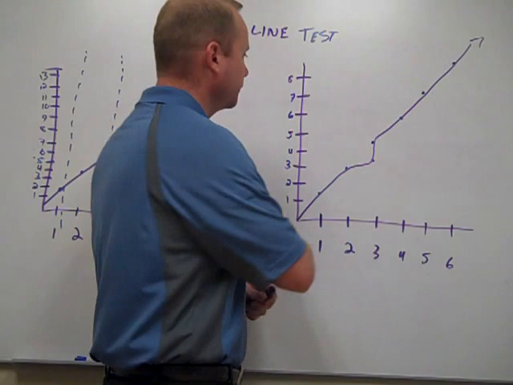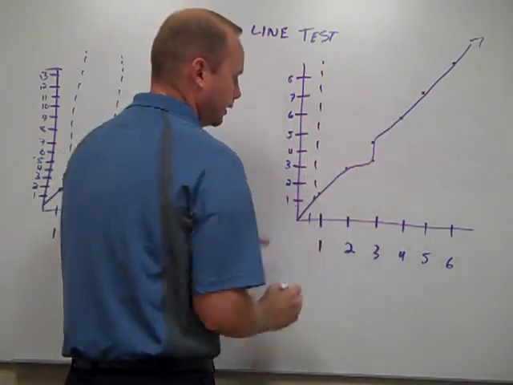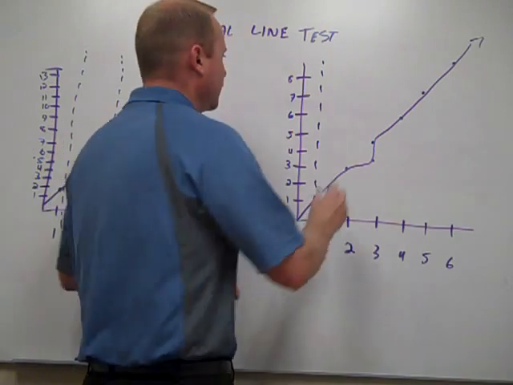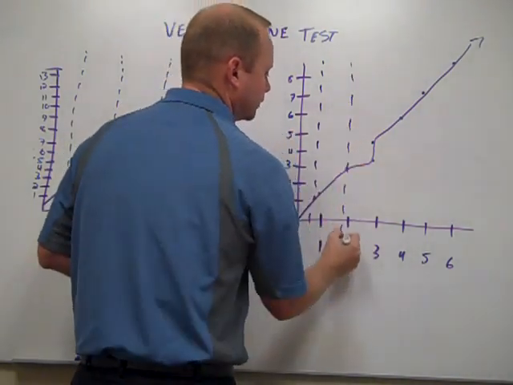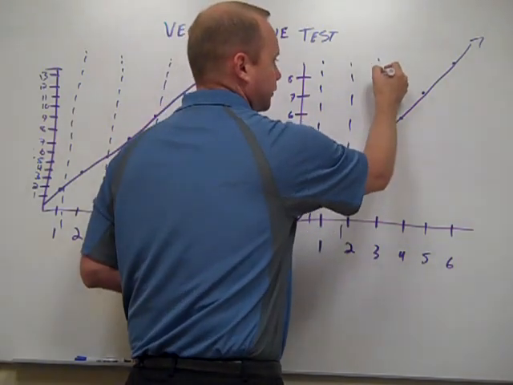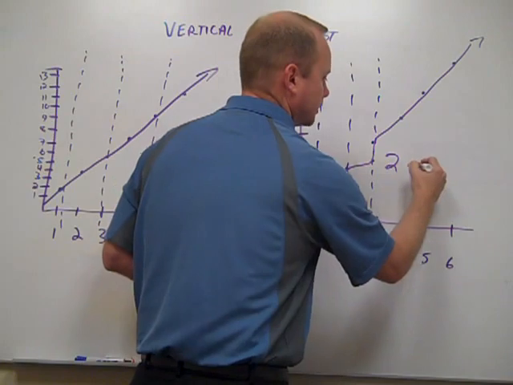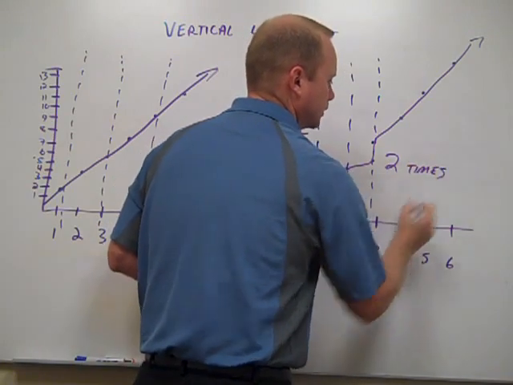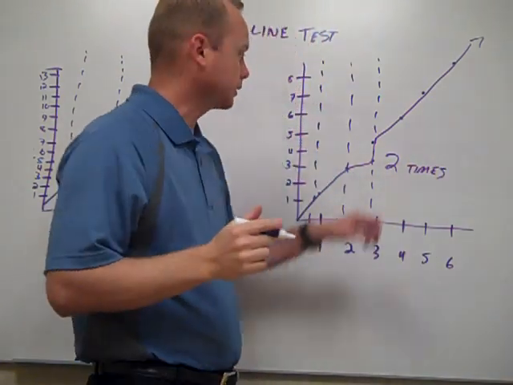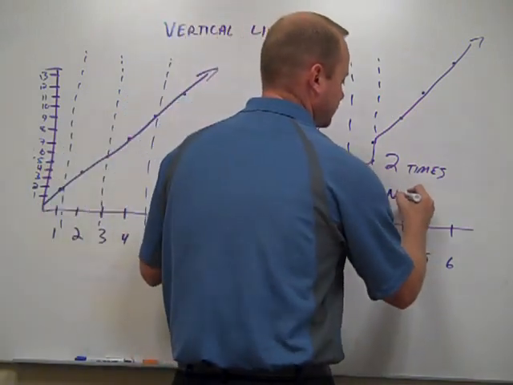However, we can also look at it with graphing. If I were to draw a vertical line right here, it intersects one time. If I were to draw a vertical line over here, it intersects one time. However, if I draw a vertical line straight down there at 3, it intersects 2 times. Because it intersects more than once, this is not a function.